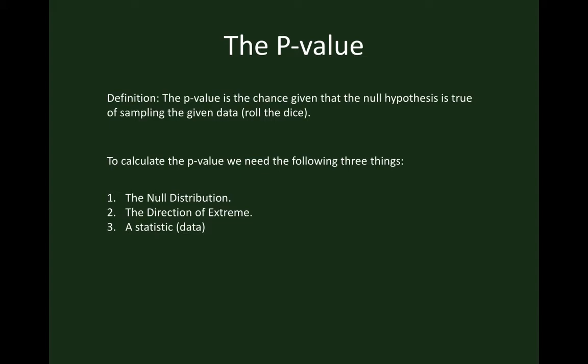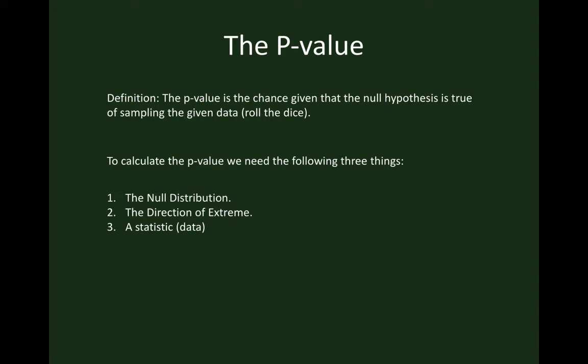It's what we call a conditional probability. We can think of this as the probability of rolling a 12 if the dice are fair. What's the probability of rolling a 12 if the dice are fair?